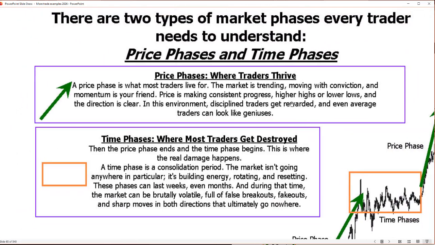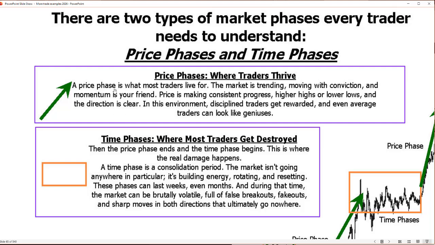There are two different types of market phases every trader needs to understand: price phases and also time phases. And once you understand these phases, you wrap it around a powerful strategy, what I call a Gann trading strategy, and it's something that I've put together by utilizing this as well. Now, here's the thing. A price phase is where traders thrive. So you want to be trading when the price phase is starting in the marketplace.